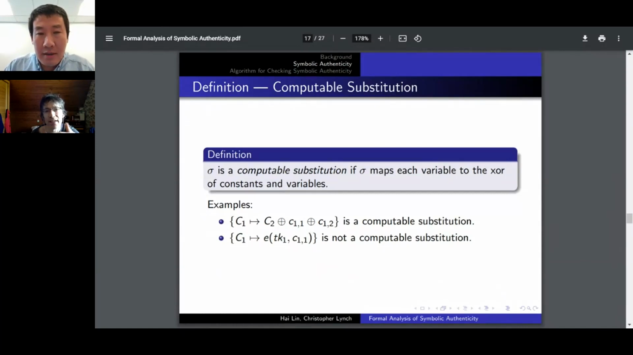So could we say that it's a special case as compared to the previous definition, or is it completely independent? That's a good question. I think it could be considered as a special case. Okay.